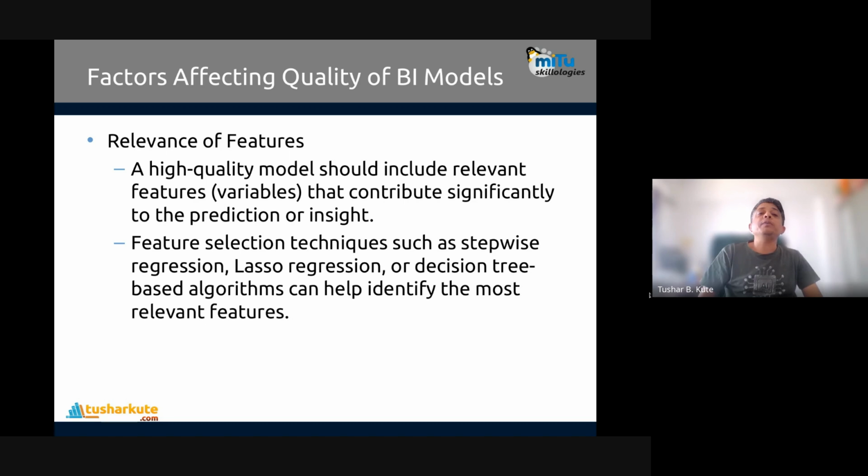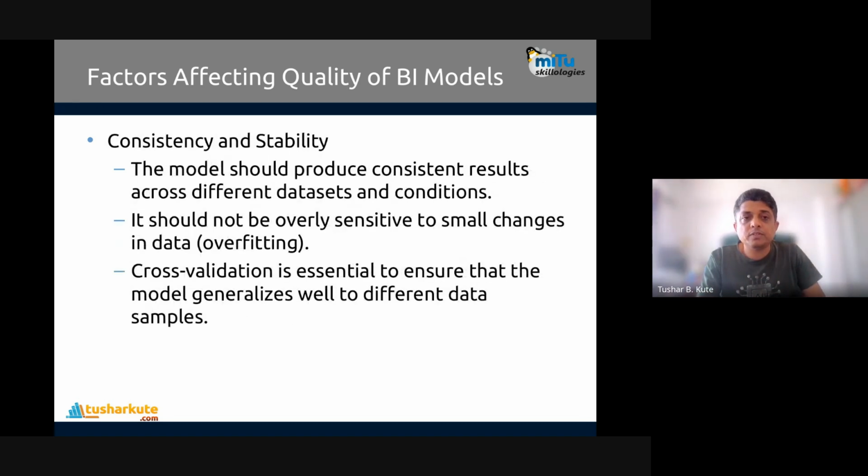Correct. So high quality models should include relevant features, variables that contribute significantly to the prediction of insights. Feature selection methods such as stepwise regression, lasso regression, or decision tree based algorithms can help to identify the most relevant features. That also affects the quality of the BI models.